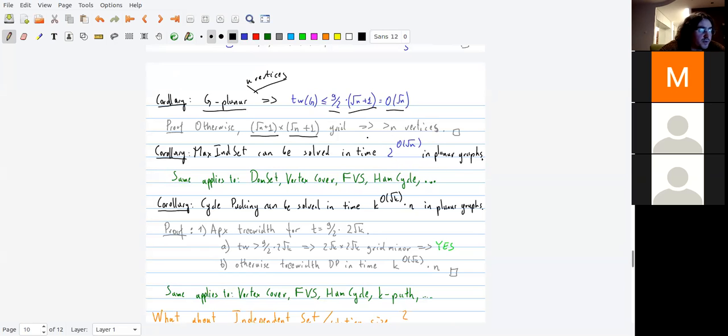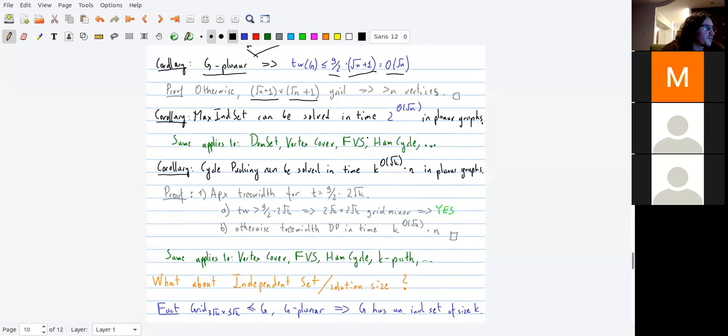You can approximate this tree-width, no problem, with an approximation algorithm. So for instance, if you approximate the tree-width and then run our 2 power t times t power order 1 times n algorithm for max independent set, then this algorithm runs in time 2 power order of square root n. So max independent set, 3-coloring, vertex cover, feedback vertex set, and so on, can all be solved in running time 2 power square root n.